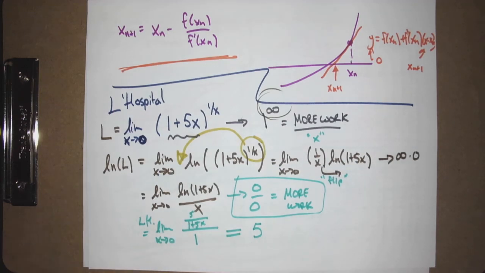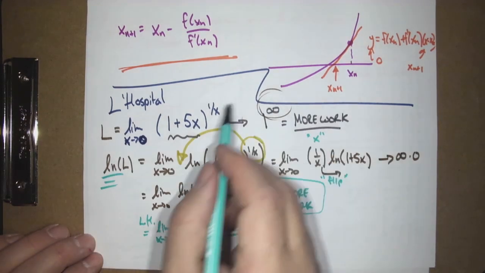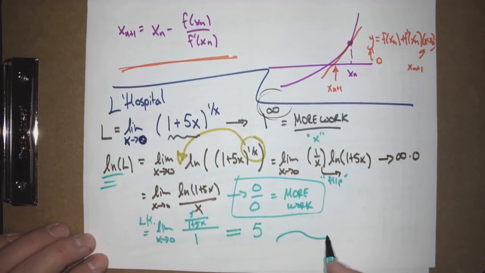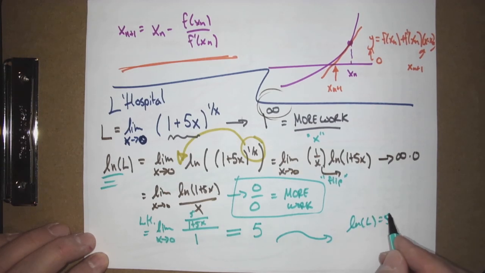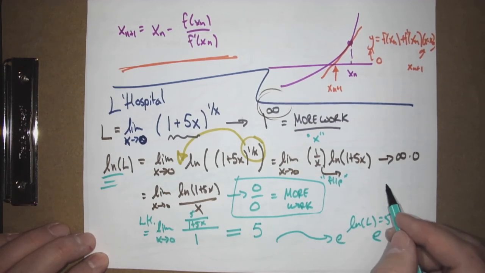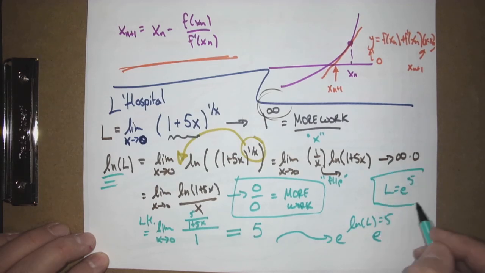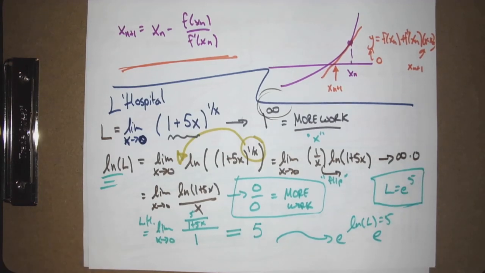Yeah, you have to remember, whenever you brought stuff down, a log was involved, so really your answer is log of L equals 5, so you use the exponential function to get rid of the log. So that says L is e to the power 5. So that's how you would approach that type of problem.